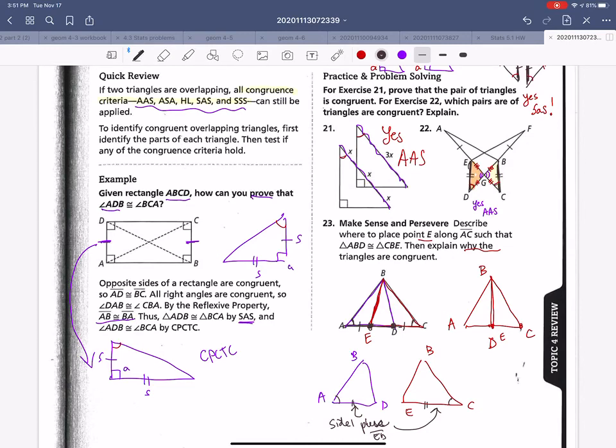Right? And then you actually know that since these two base angles are equal, these sides are equal. So these sides are equal to these sides. And so this evidence spells SAS, side, angle, side.